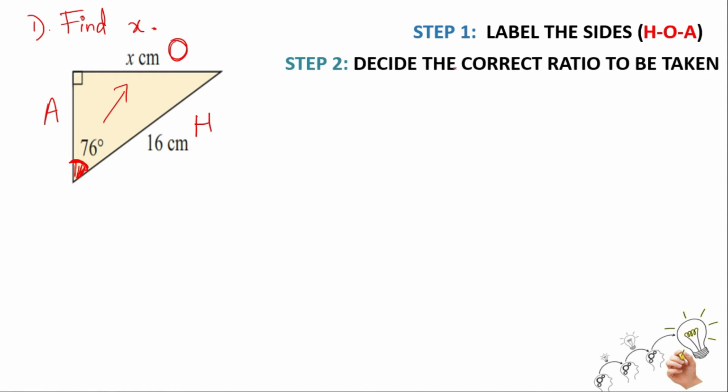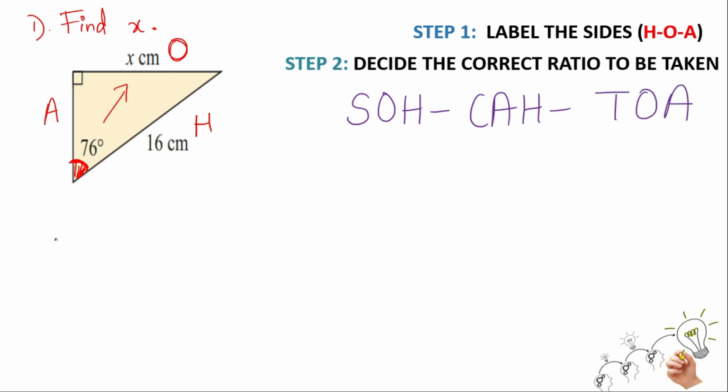Step 2, decide the correct ratio to be taken. This is one challenging part where students find it difficult to decide which ratio to take. Is it the sine, cos, or tan? So let me write SOH-CAH-TOA here. Look for the known and unknown. You have the angle here, so your theta is ready, 76, no problem. Now the issue is which ratio to take.